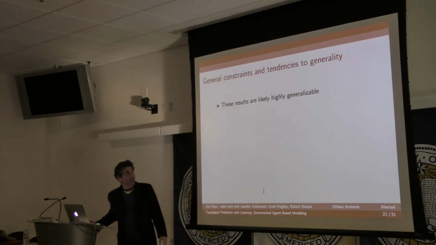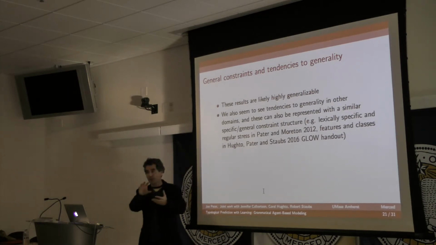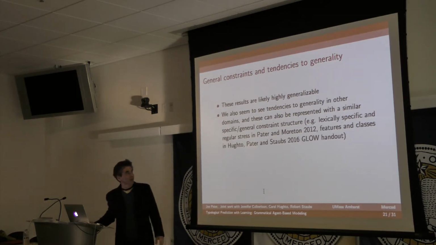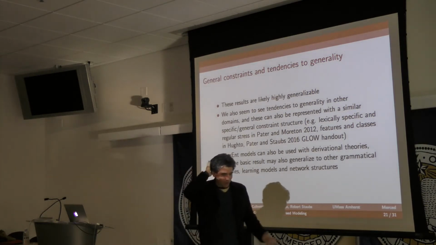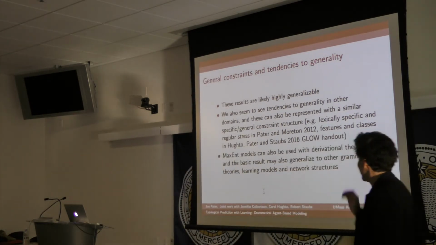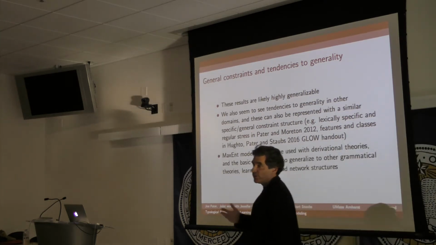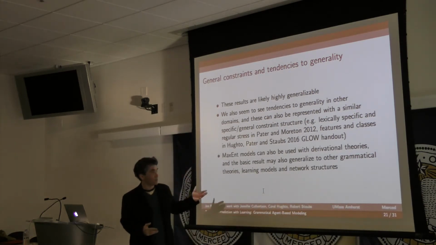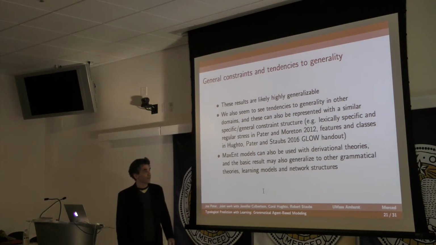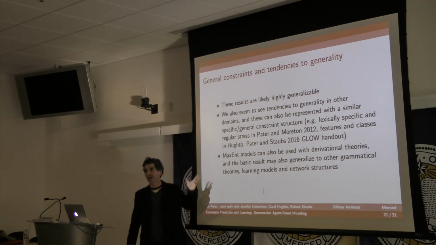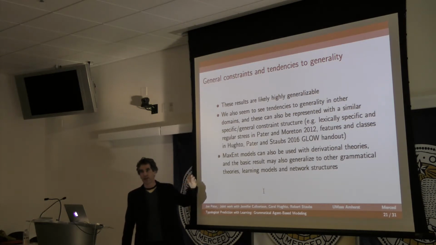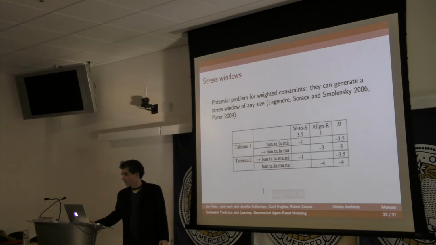These results are probably very generalizable. So they would generalize to other cases that you would represent with constraints in this sort of specific and general constraint, specific and general relationship. I would guess that this result would generalize also to, well, for one thing, these Maxent models can be used with derivational theories. So a lot of approaches to syntax are derivational. You could use these particular models with those grammatical theories, and I think that the basic result will probably generalize to other grammatical theories, learning models, and network structures. I think it'd be very interesting then to look at the specific predictions that you would get out of each one and how they would differ.